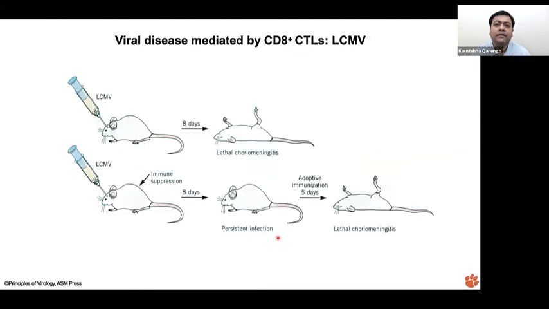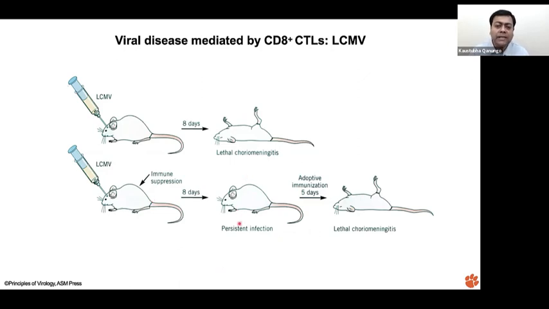All right, so after that, we are looking at, other than the cytokine storm, how the CD8 cells actually cause this problem. Here you can see the lymphocytic choriomeningitis virus. If you just inject it intracranially, this is lethal choriomeningitis. On the other hand, if you take mice which don't have any T cells, or you suppress the T cell function or the cytotoxic T cells, there is a persistent infection.